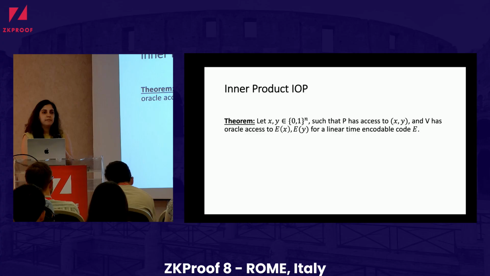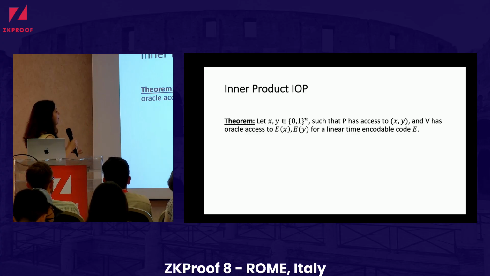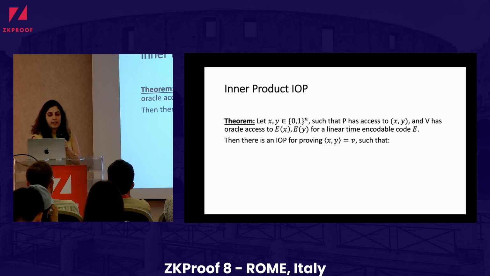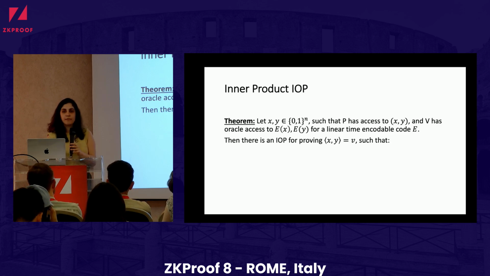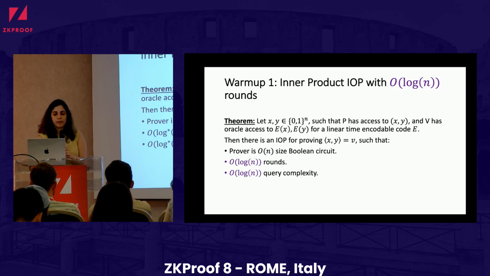Okay, so finally we can get our theorem about specifically IOPs. So we have x and y, where P has access to x and y, V has oracle access to EX and EY for some linear time encodable code E. And then we have an IOP proving the inner product such that, this we've seen, the prover is linear, in order of log star rounds, log star query complexity.